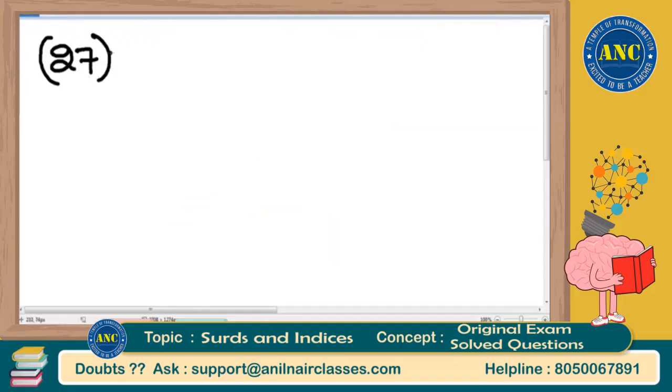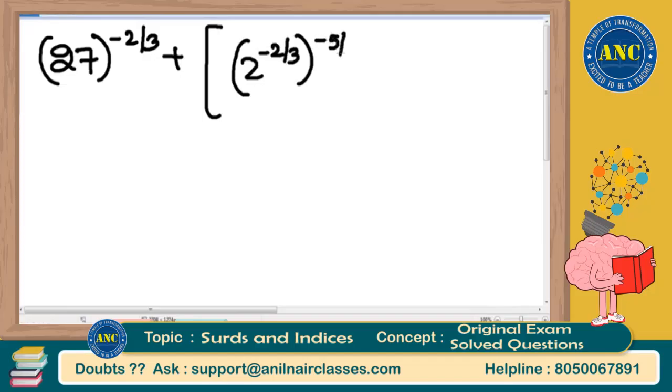27 to the power of minus 2 by 3 plus 2 power power minus 2 by 3 whole to the power of minus 5 by 3 whole to the power of minus 9 by 10. This value I need to simplify. I need to get this particular expression value.